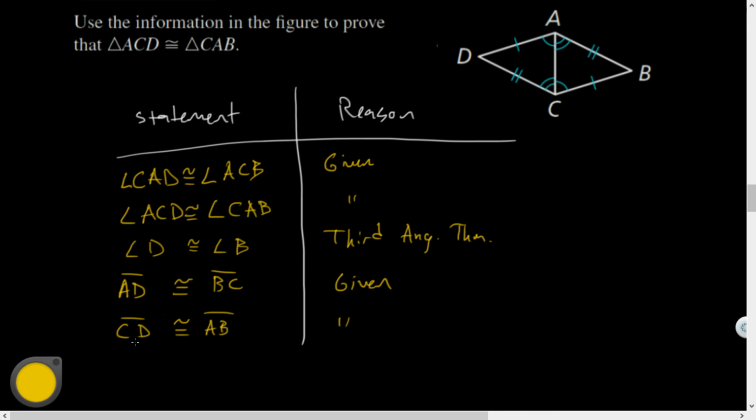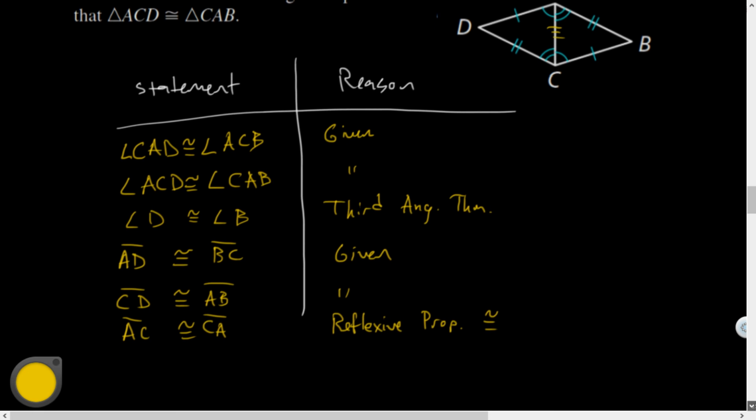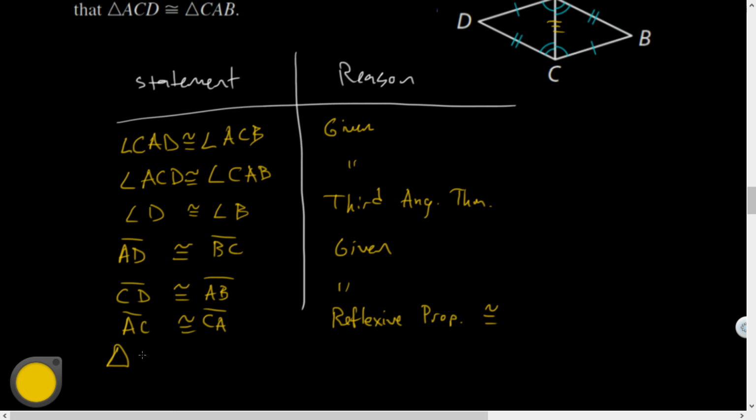Given. Let's see, I'm going to say it. AC is congruent to CA. Anyone know why these are congruent? Oh, that's right. Reflexive. You guys got it. Reflexive property of congruence. All right. Anything is congruent to itself. And now behold, I'm going to say it. Triangle ACD is congruent to triangle CAB. The reason? All corresponding parts are congruent.